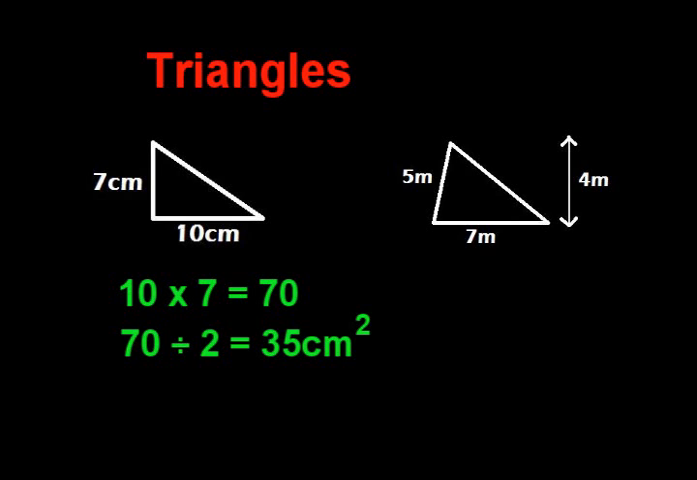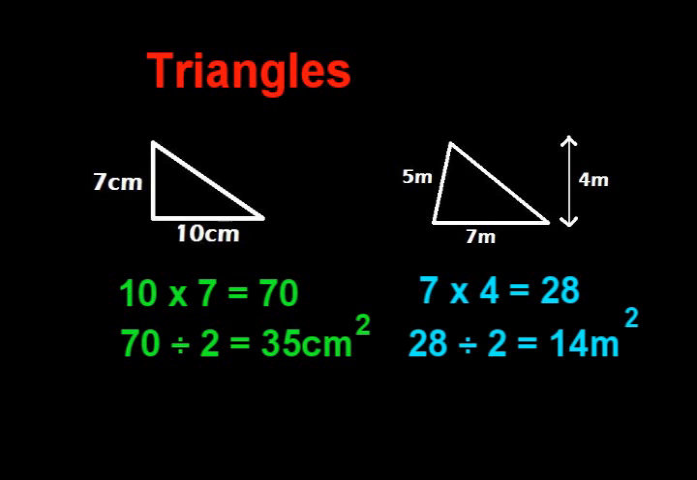This second triangle, however, is a little bit more difficult. There are 2 heights given to us. One of those heights is trying to catch us out, one of them is the perpendicular height. Now the base is 7, so the height, which is perpendicular to this at right angles, is 4. So we do 7 times 4, which is 28, and then once again, half this, 28 divided by 2, which is 14. Now the units this time are metres squared, because the question uses metres rather than centimetres.